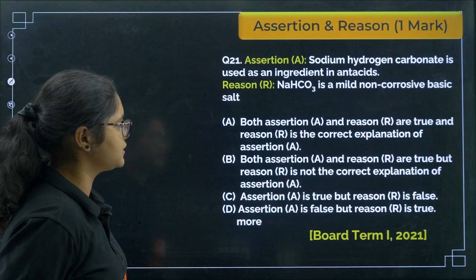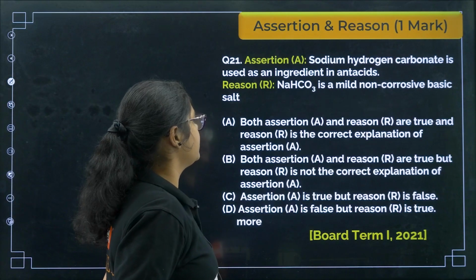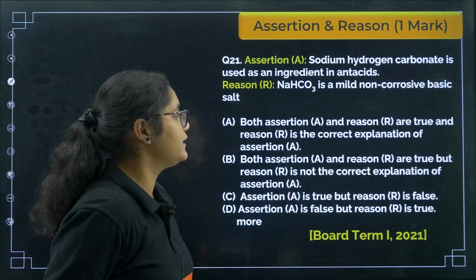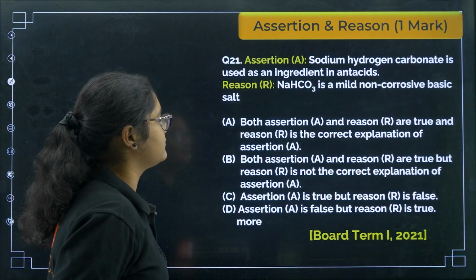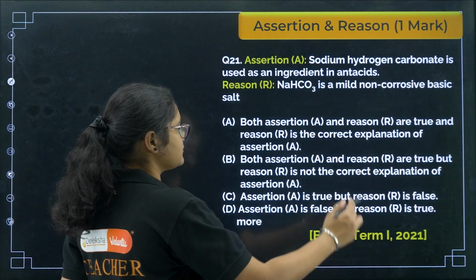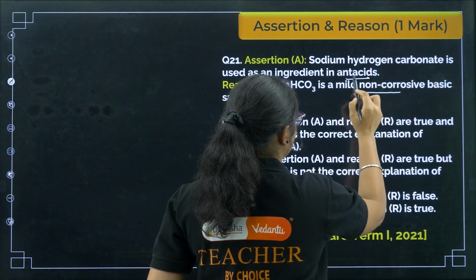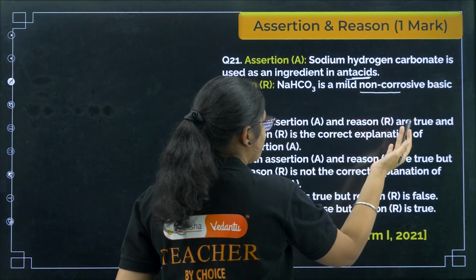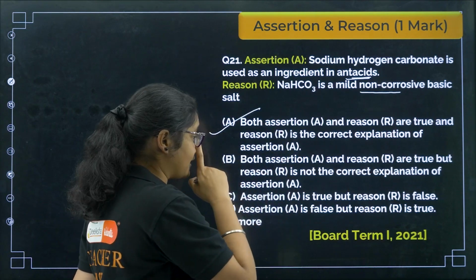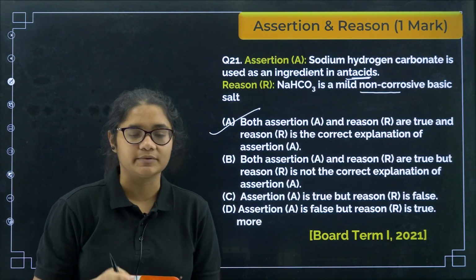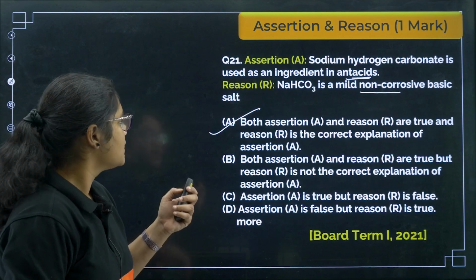Next, we'll do one assertion question. NaHCO3 is used as an ingredient in antacids, that is correct. NaHCO3 is a mild non-corrosive base salt. Yes, that is why it is used, because it can neutralize the excess of acid and it is mild, so that is why it is not even harmful to your body. So both assertion and reason are correct, and the reason is the explanation of the assertion.